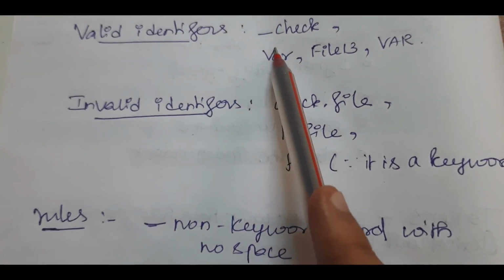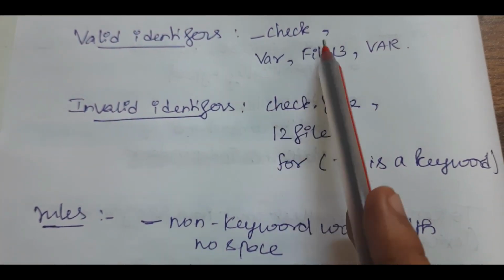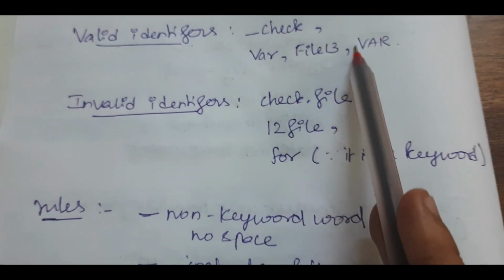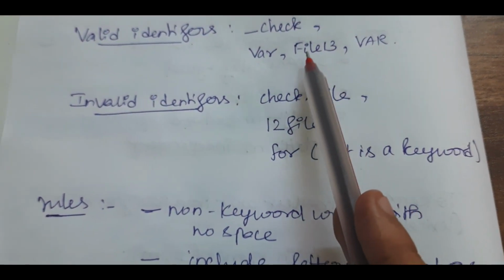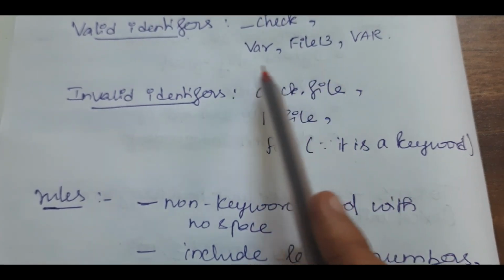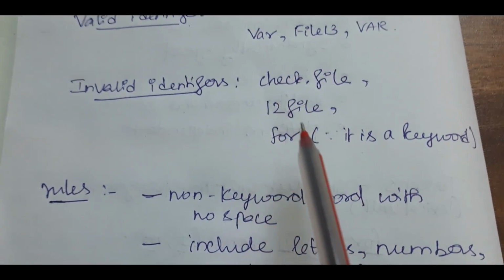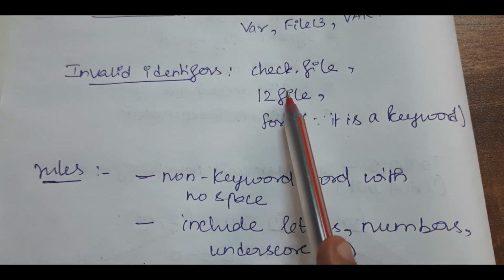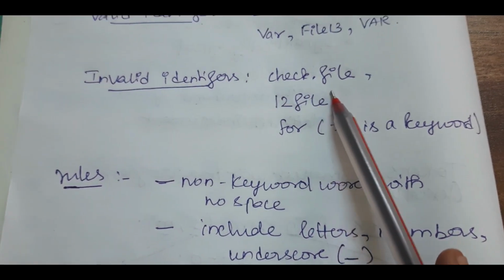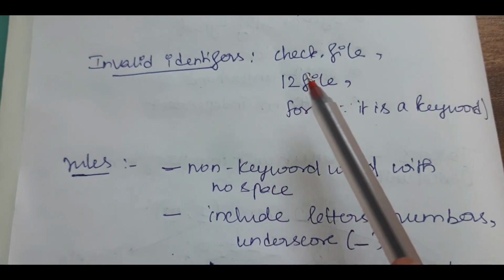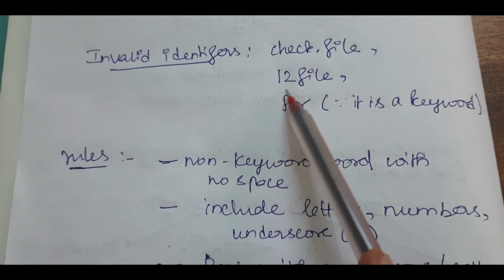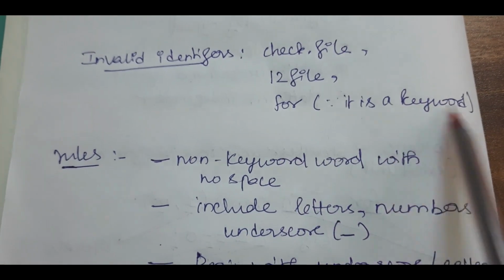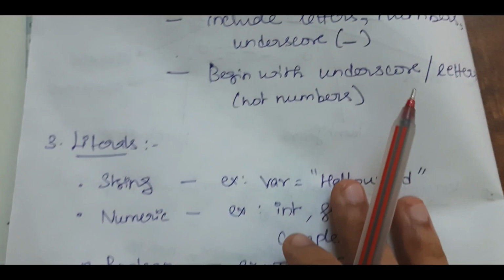Valid: it is starting with an underscore, so it is not a problem, and then it contains only letters. Here numbers are present, but they are not starting with numbers, so it is a valid identifier. So these are the examples of valid identifiers, and these are invalid identifiers. Here you can see check.file, where a dot is introduced. It is not allowed in the rules for becoming an identifier. And here it is starting with a number, and here you can see for is also not a valid identifier because it is a keyword. So this is about identifiers.